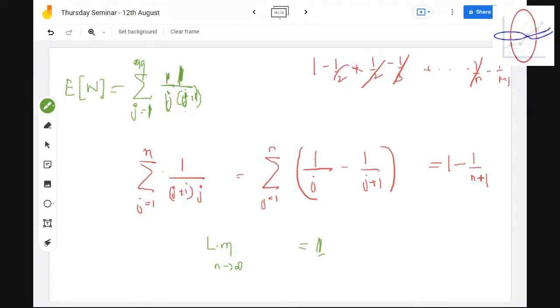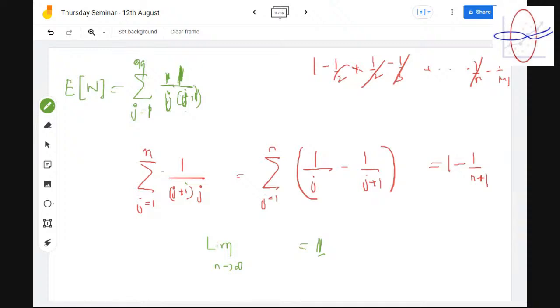After a record drought, you will be getting a really heavy rainfall in your village. That will be like the expected number of times that will happen is 1. Isn't it really beautiful?